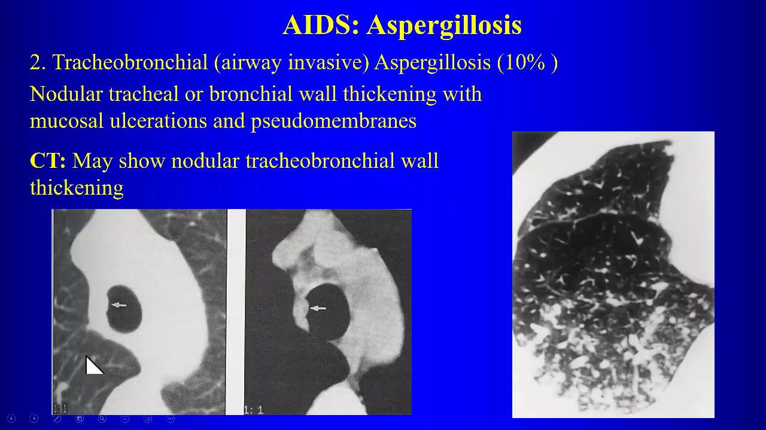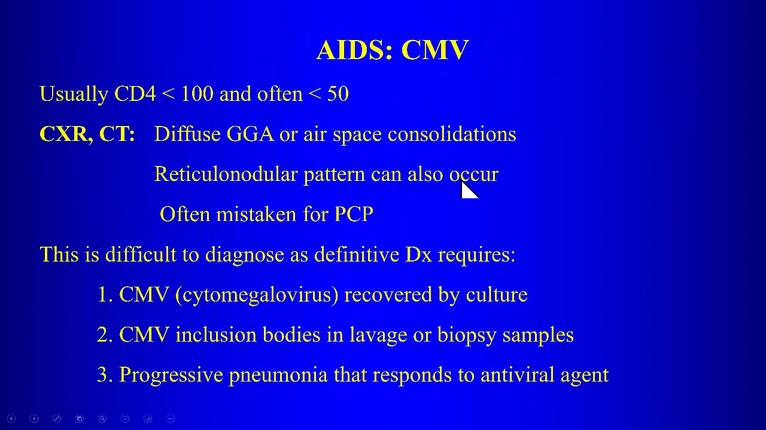It can also affect the airways. They can develop airway invasive aspergillosis, where you get infection that involves the trachea and also the very small airways, kind of tree-in-bud nodular opacities there, which would be very small airways. So airway invasive aspergillosis can also occur in patients who are HIV positive.